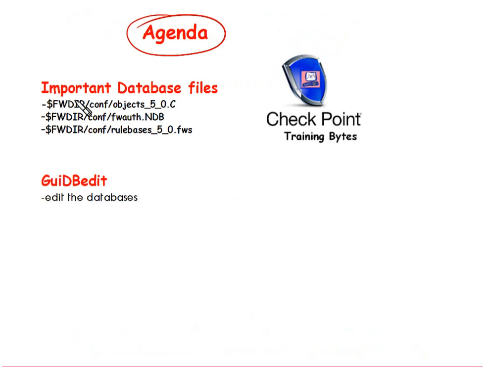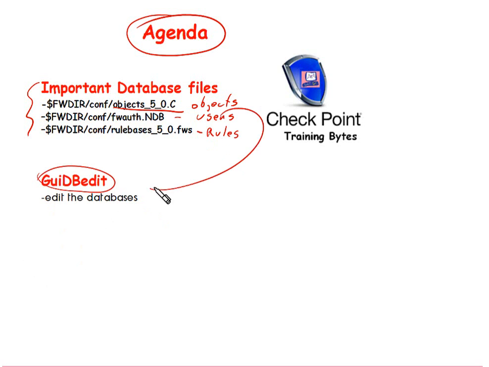Okay, let's take a look at the agenda of this module. First of all, we'll take a look at some important database files. First file that we'll take a look at is the objects database file. The objects database file is where it stores your network objects and your host objects. Then we'll take a look at the users database file. The user database file is where you store your administrators and different users. And then we'll take a look at the rule base database file, and the rule base is related to all the rules that you create and the rules that you enforce on the firewall. And then we'll take a look at the GuiDBEdit utility, which is a program that's used to edit and modify the different database files.